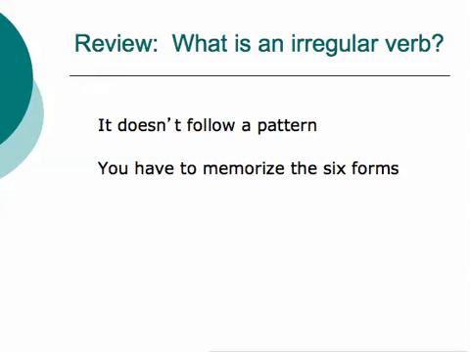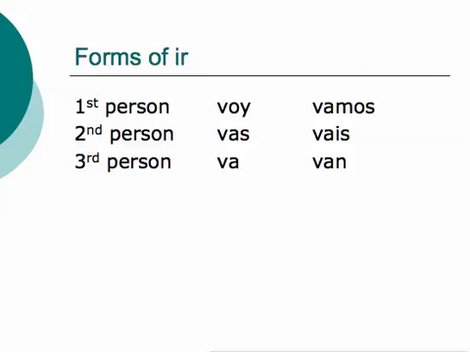An irregular verb is a verb that doesn't follow the conjugation pattern for normal AR, ER, and IR verbs in Spanish. So that means you will have to memorize the 6 forms of this verb. And here they are. Voy, vas, va, vamos, vais, van.